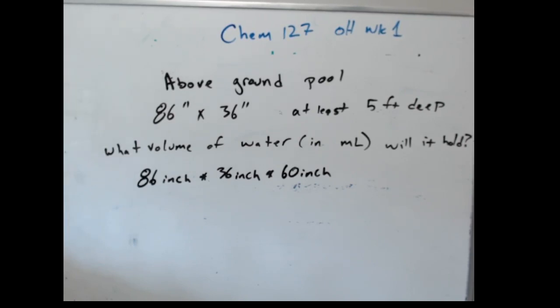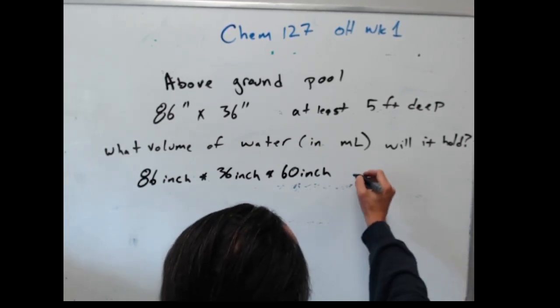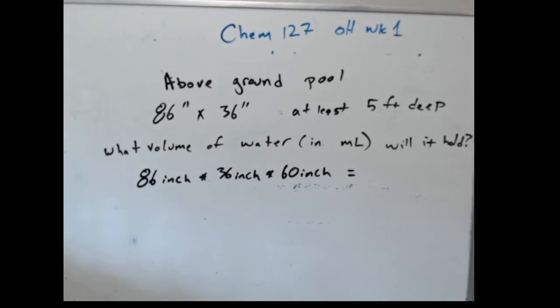So at this point, I can do those multiplications, and I can get inches cubed. That's a totally fine way to do the problem. This is part of why I picked a square pool. I didn't want us to have to worry about pi r squared and stuff like that again. So we're going to have 86 times 36 times 60. Whoa, that's a lot of inches.